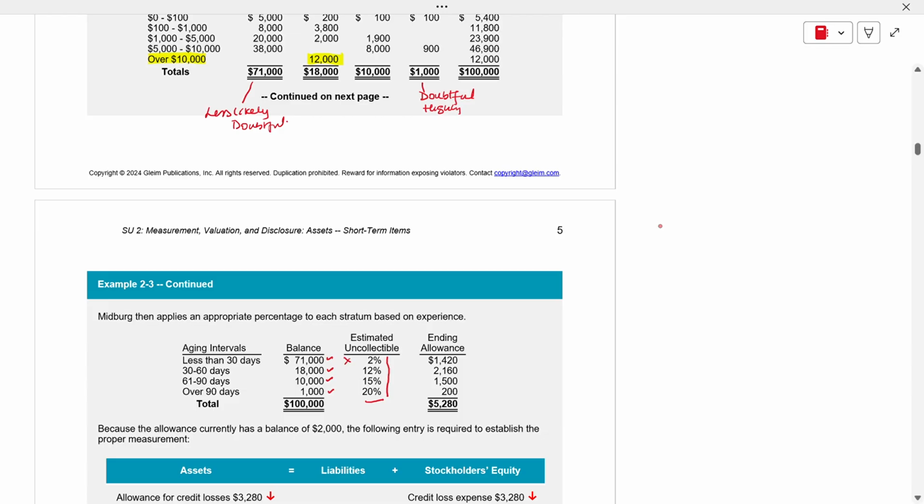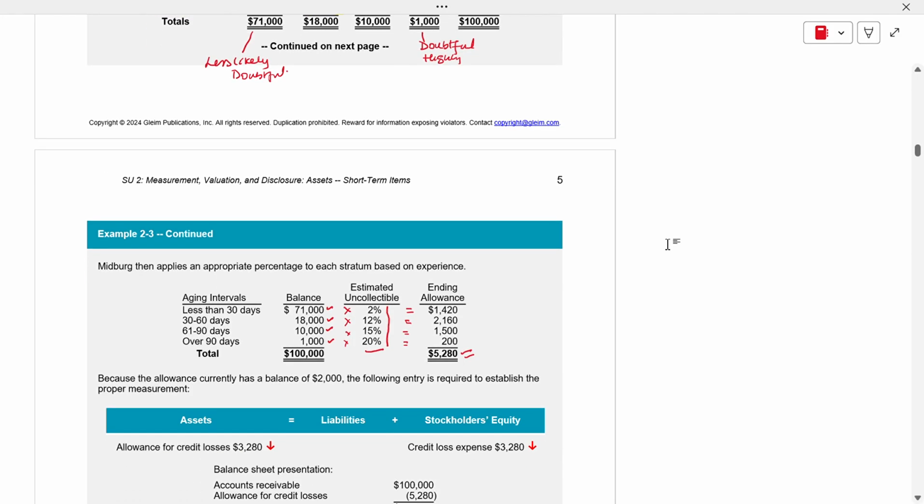It comes to 1420. Times 12%, it comes to 2160. That is the estimated uncollectible. They are estimating 1000 times 2%. How much is the ending allowance? Allowance is going to be 5280. This is the ending allowance.